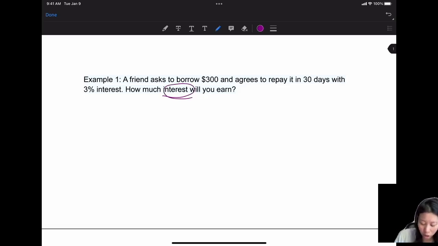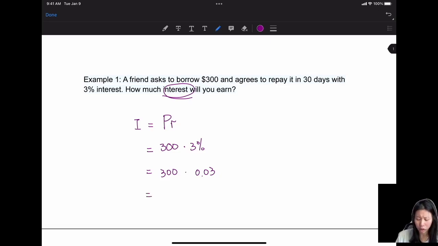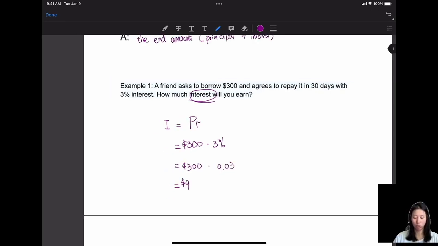Just interest. So interest equals the principal times r, which is the rate. So our principal is 300 times the rate 3%. Now we need to convert the 3% into a decimal, which is 0.03. So the total interest you're going to earn will be $9. They just ask for the interest, not what you would get in total.